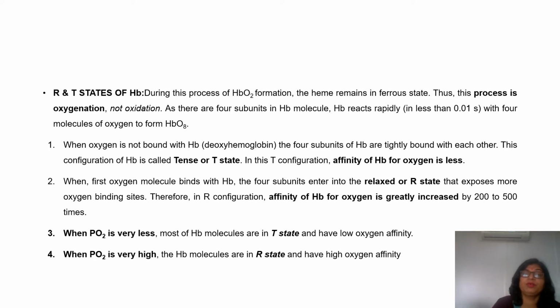This is a very important point to remember, these R and T states. When PO2 is very low, most of the hemoglobin molecules are in the T state and have low oxygen affinity. When PO2 is very high, the hemoglobin molecules are in the R state and have high oxygen affinity.